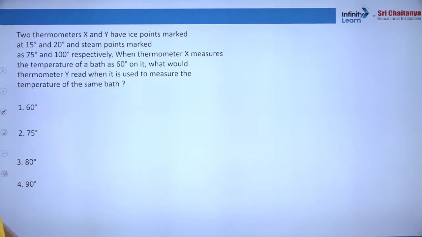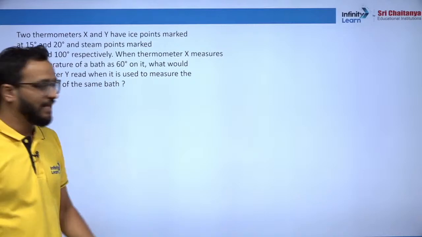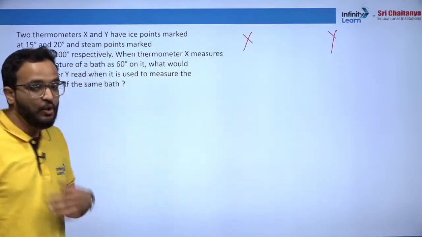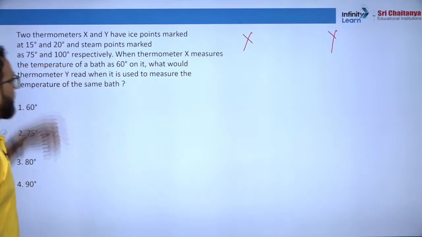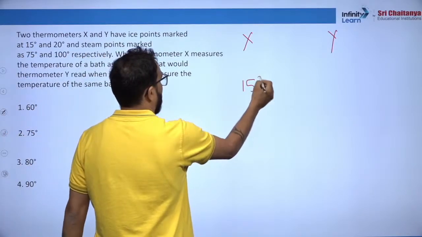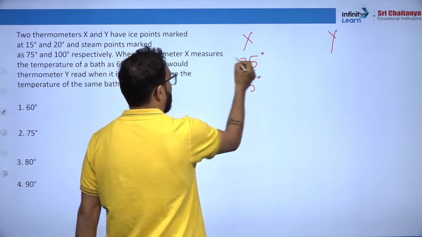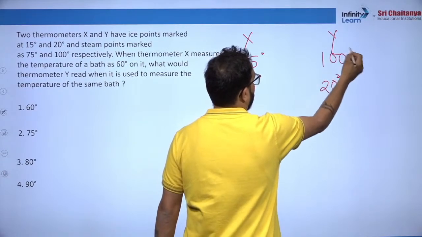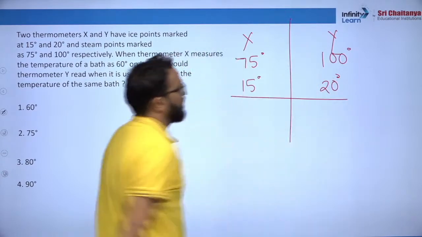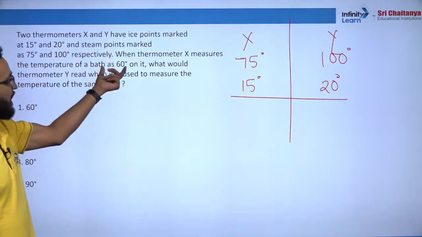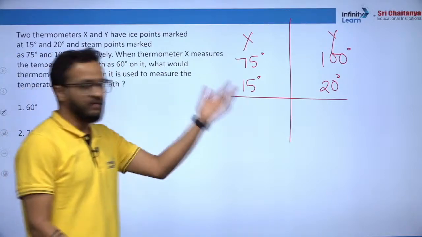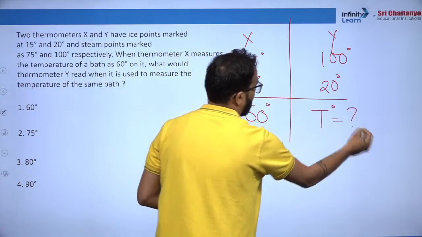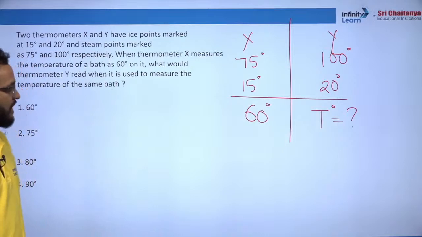Let's move ahead. Okay, so they have given, there are two scales. First is the scale X, another one is scale Y, and the lower limit of scale X is 15 degrees and the upper limit is 75 degrees, and for Y lower limit is 20 degrees and this is 100 degrees. So what they are asking is a temperature of 60 degrees Celsius on X will be how much on Y. So 60 degrees here, 60 degrees will be how much here. So let's say T degrees. So what is the method to solve it?